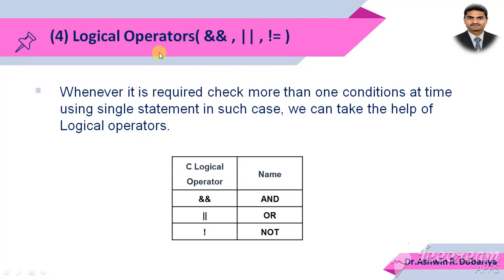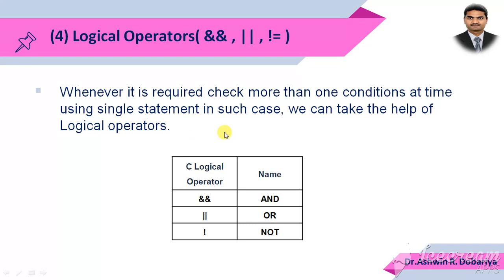So the next is the logical operators. Logical operators are generally used to check multiple conditions, more than one condition in a conditional statement. So and, or, and not. We'll discuss all these operators in detail when we discuss the if condition, but here I am giving just an overview about the logical operators and, or, and not. Whenever it is required to check more than one condition at a time using a single statement, in such a case we can use these logical operators.